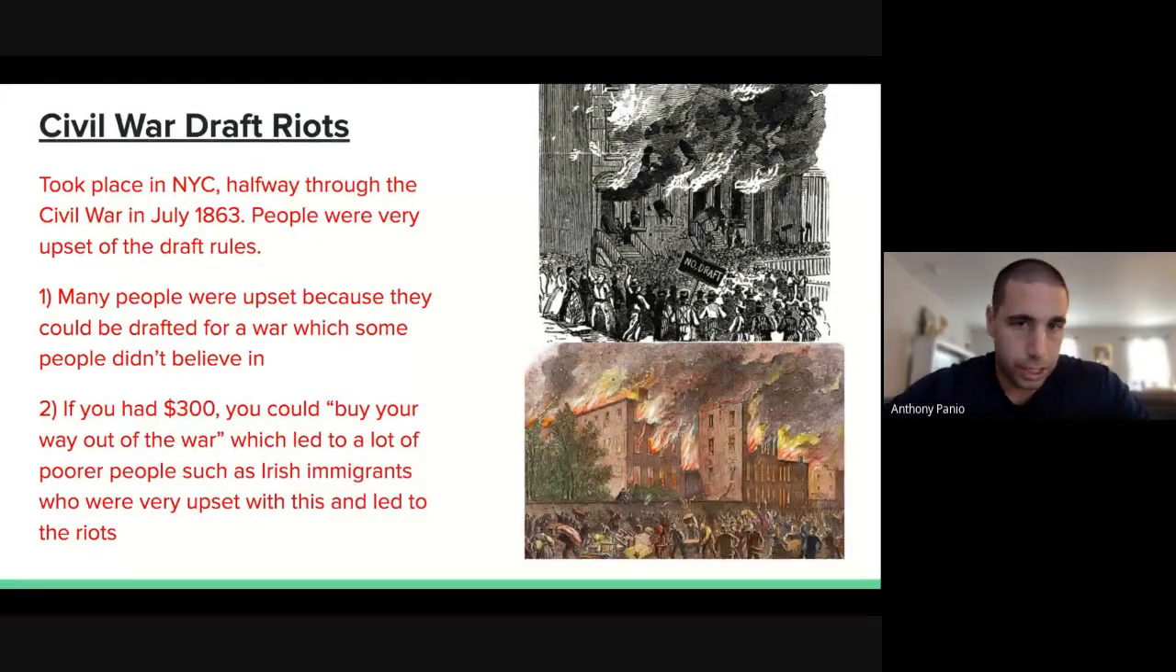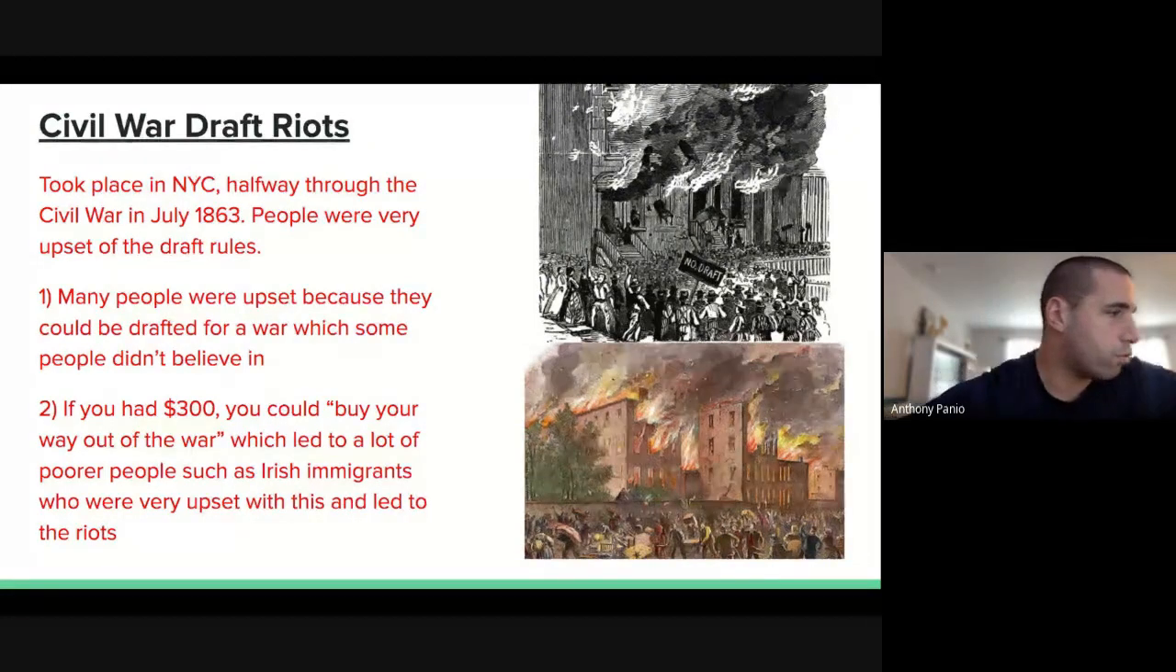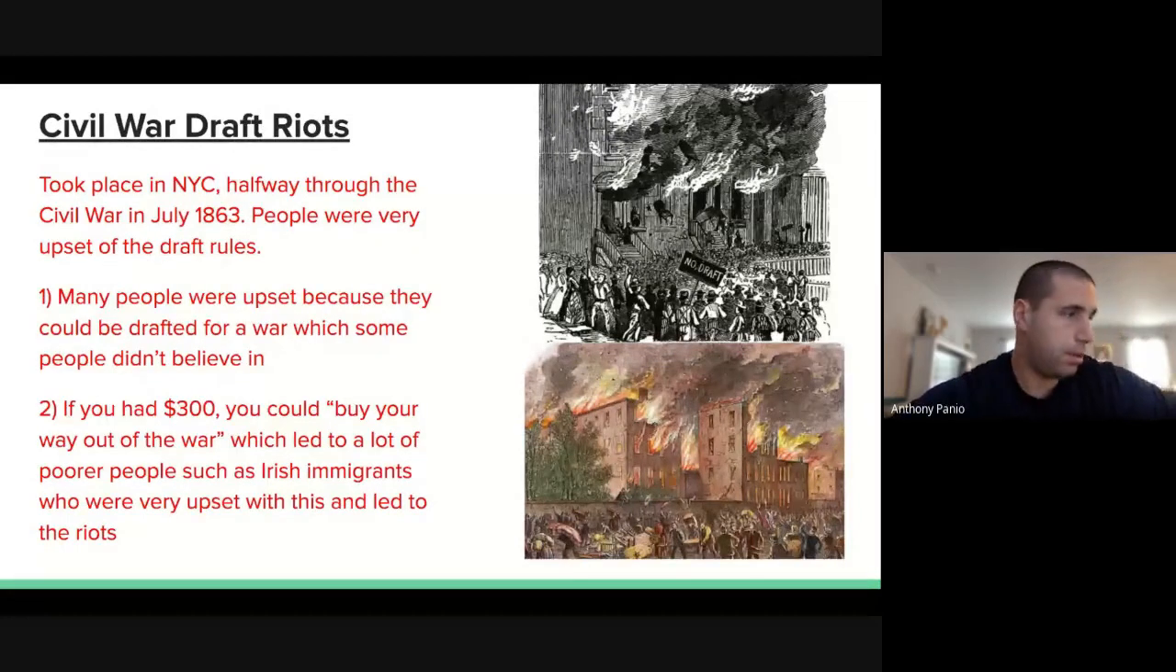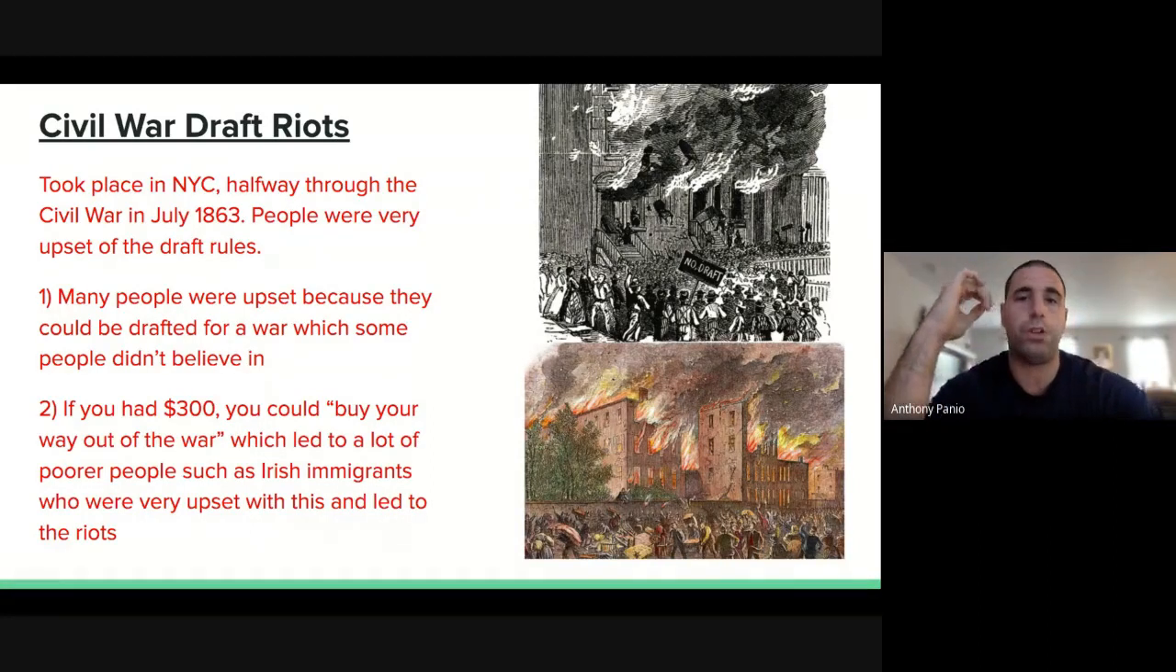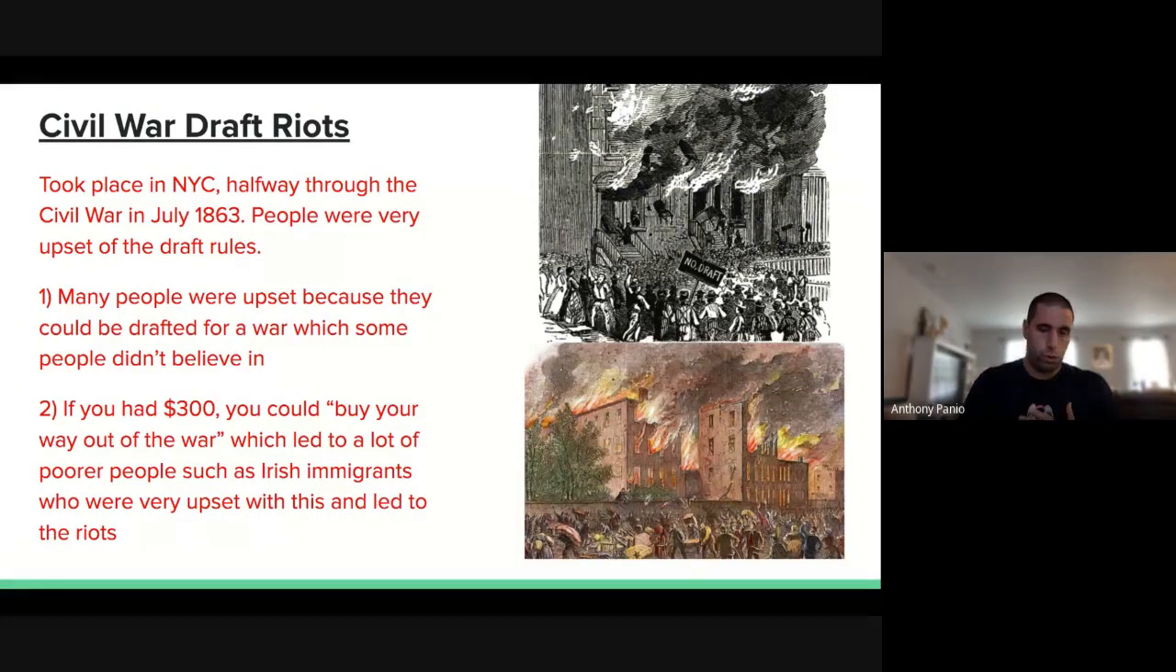All right, so let's look at the Civil War draft riots. Most of the time, this only took place in NYC, but in some of my further studies, I believe it happened other places around the country, like in Chicago, and I believe out in Pittsburgh they happened, but the biggest ones were in New York City. So the draft gets put into place in 1863.